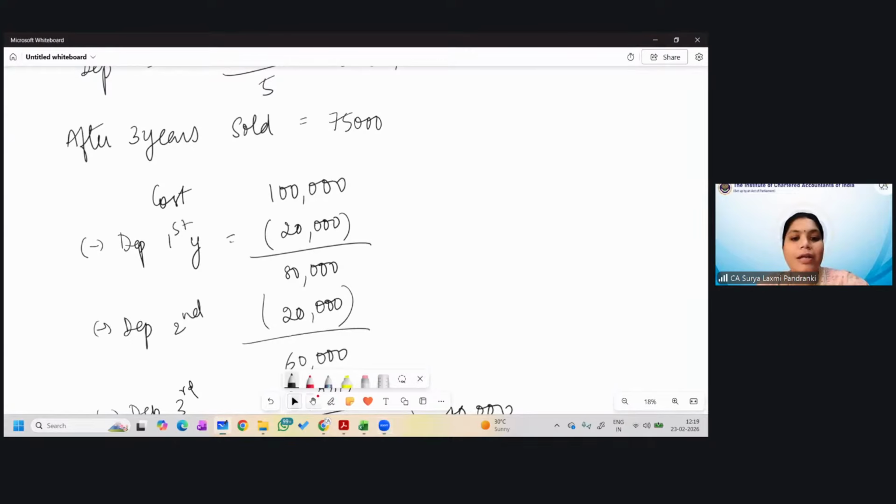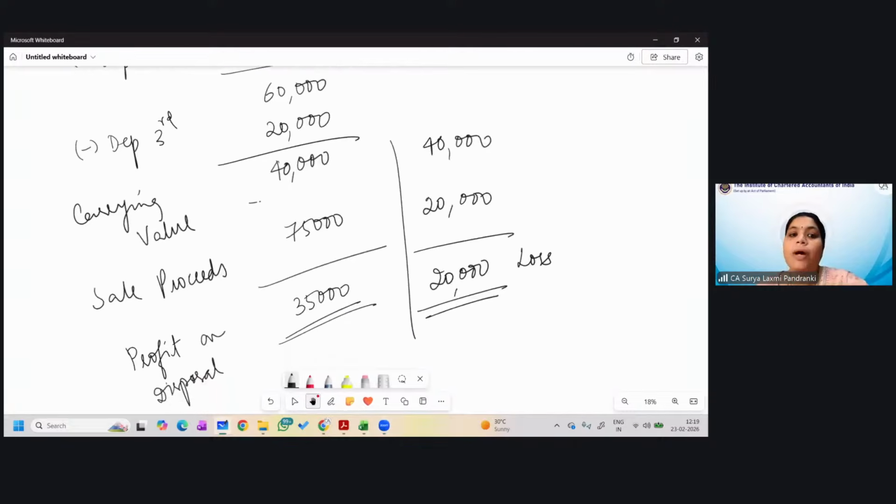What is the value after 3 years? It is only 40,000. So you have to compare the carrying value and the sale proceeds only. This is the most important thing you will have to remember when you're calculating the profit or loss on disposal. Correct? Clear?